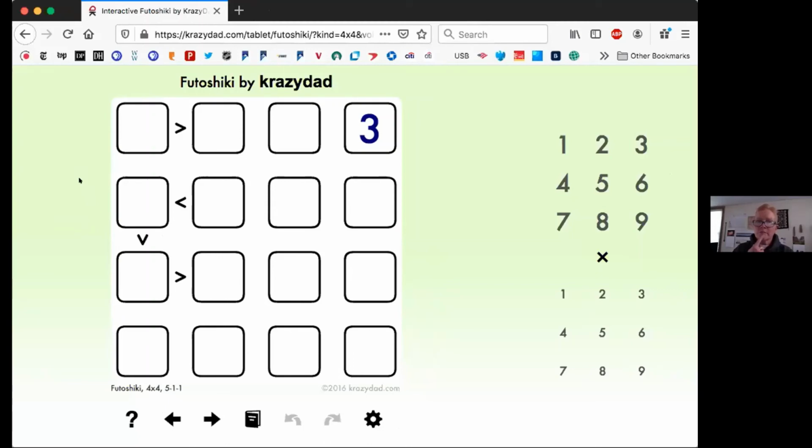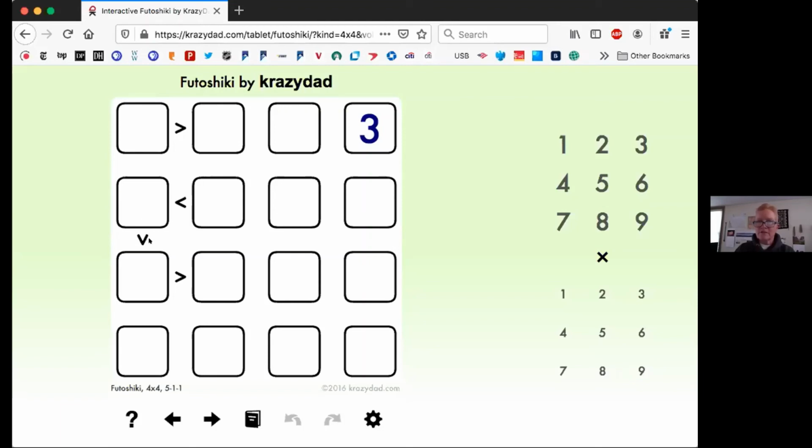How many rows does this puzzle have? 4. How many columns? 4. Okay, so that tells us we need to use the numbers 1, 2, 3, and 4 to solve this puzzle. No 5s, no 6s, no 0s, just 1, 2, 3, and 4. Someone mentioned Sudoku earlier. This is a lot like Sudoku. You may not repeat any numbers in any rows or columns. So every row has to have a 1, 2, 3, and 4. Same with the column. And these are your familiar inequality signs.